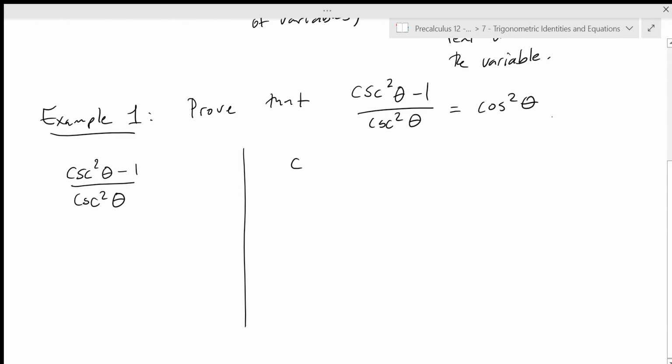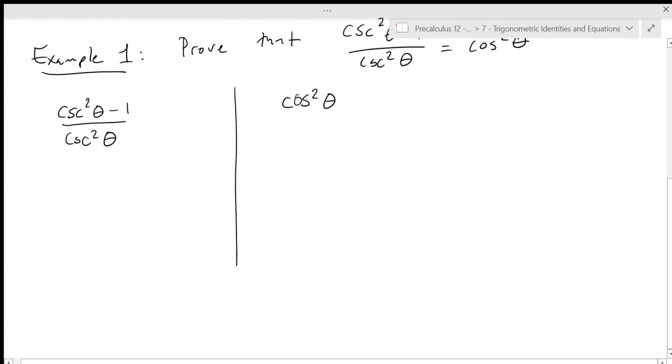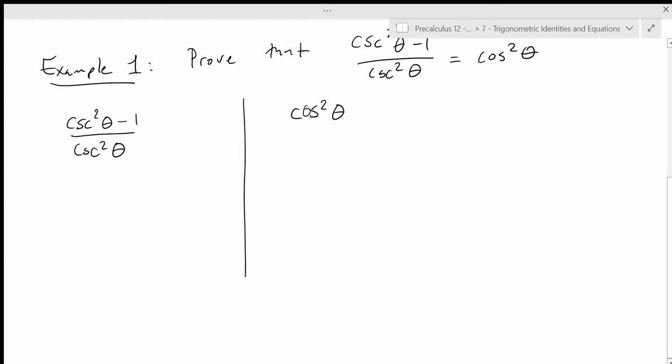I can work with one side or I can work with the other. I can kind of go back and forth, but I'm trying to manipulate each side algebraically by itself. So we don't want to leave that equal sign in the middle because we don't want to be doing the same thing to both sides. What we want to do is show that both sides are the same. So here I have cosecant squared minus 1 over cosecant squared theta. I'm going to try to make the left-hand side look like the right-hand side. I'm going to separate this into two fractions.